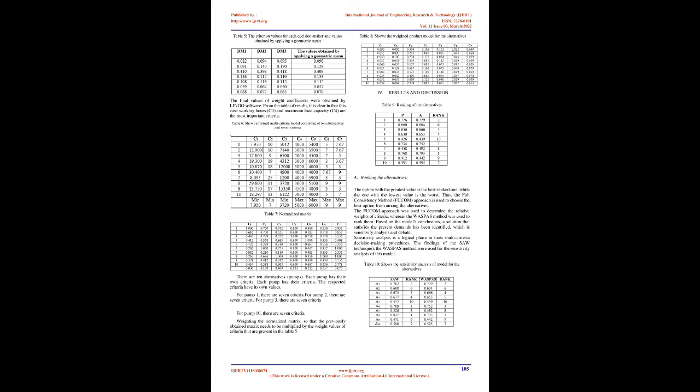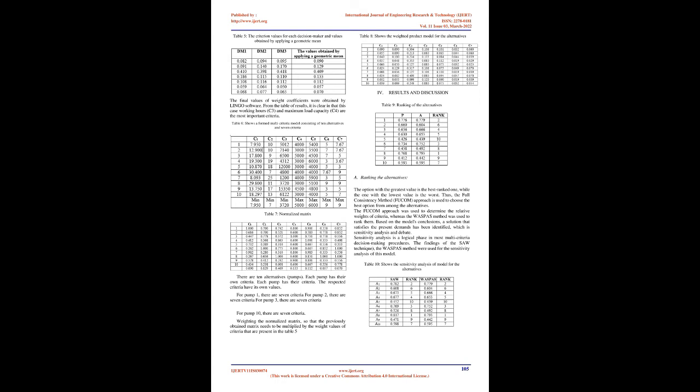There are 10 alternatives, pumps. Each pump has its own criteria, and the respective criteria have their own values. For pump 1, there are 7 criteria. For pump 2, there are 7 criteria. For pump 3, there are 7 criteria. For pump 10, there are 7 criteria.